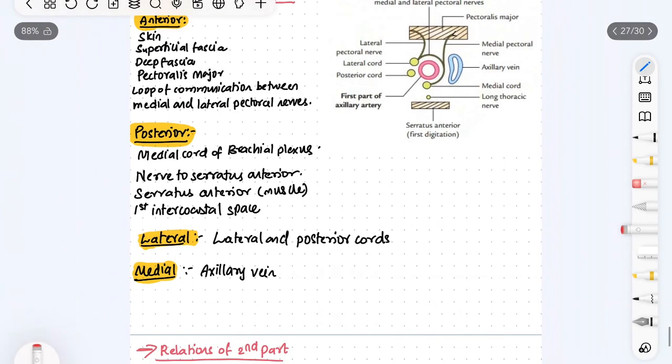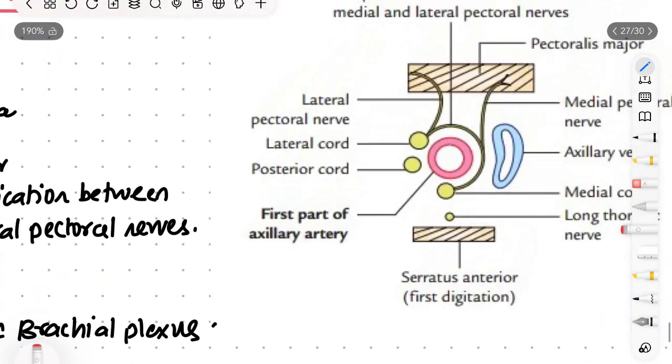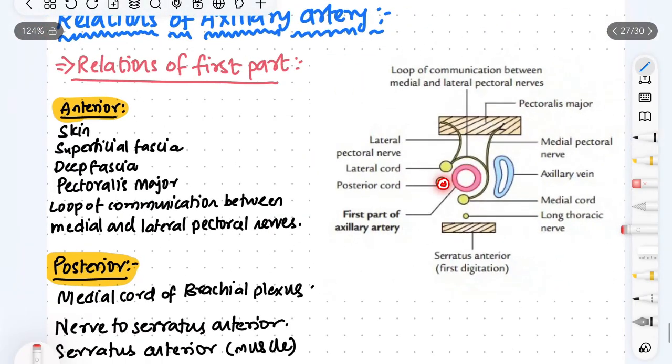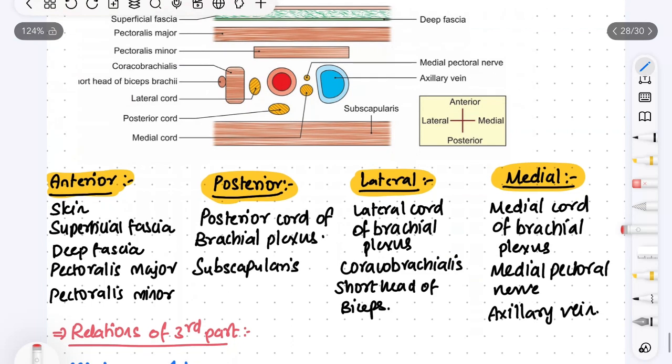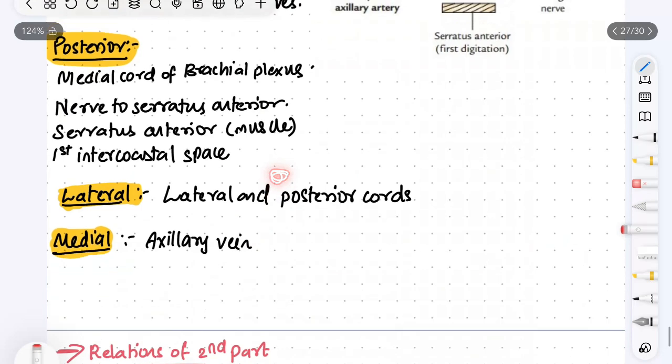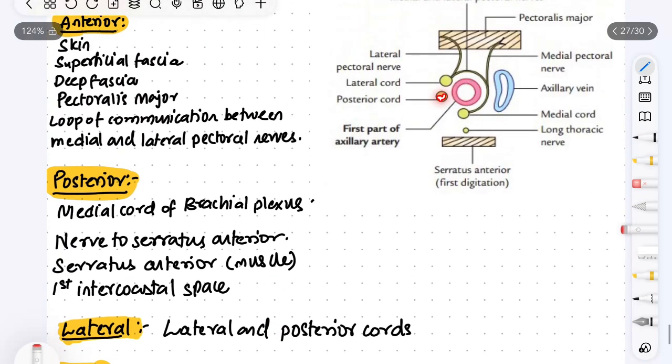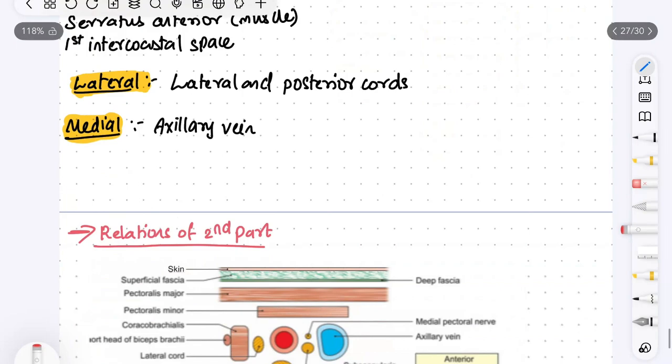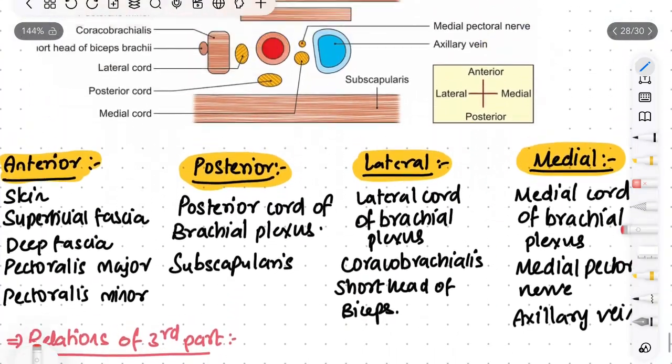Now, in the first part, where was the posterior cord? It was in the lateral relations. So now in the second part, it is in the posterior relations. Please understand this difference, don't get confused. In the second part, the posterior cord is a posterior relation, whereas in the first part, the posterior cord is a lateral relation. So you need to be a little bit careful here and take some time to understand all these things. Now let us see the other relations.